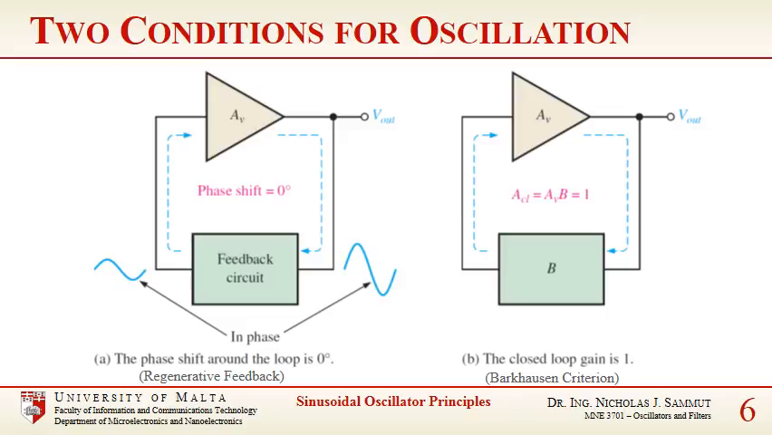On the right, we've got the second criterion, known as the Barkhausen criterion, whereby we have to make sure that we maintain the closed loop gain equal to 1. So we first have to start up with a gain that is larger than 1, and then until you reach a gain that is 1, you make sure that the gain stops at that point.